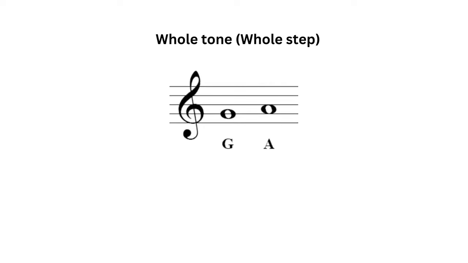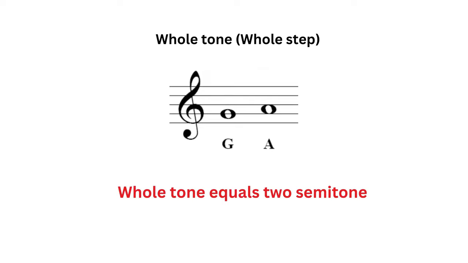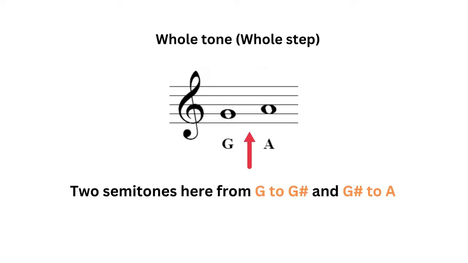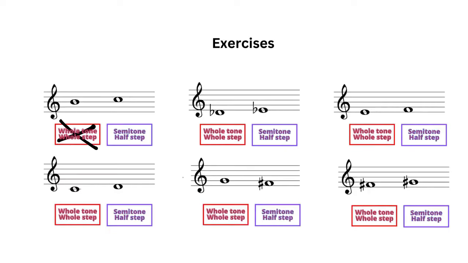A whole tone equals two semitones. For example, the picture below shows two notes from G to A. We can squeeze a G sharp or A flat between them. There are two semitones here, from G to G sharp, and then G sharp to A. Now let's do some exercises to review the concept of whole tone and semitone.